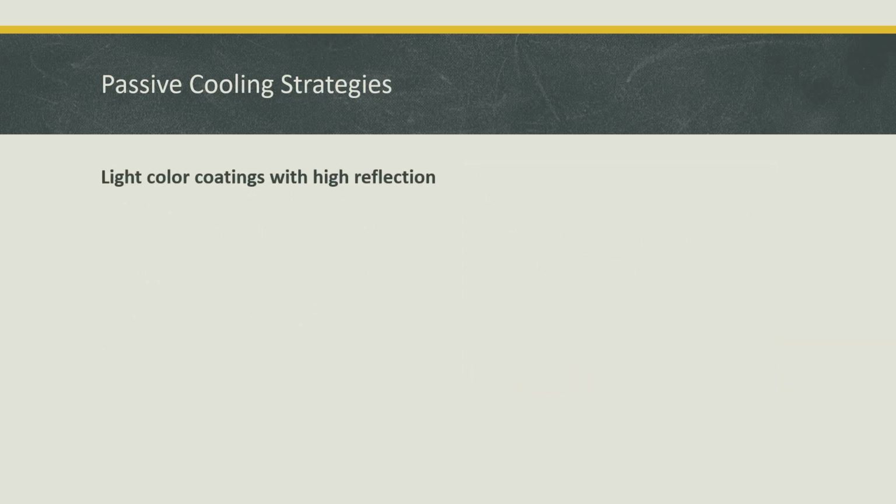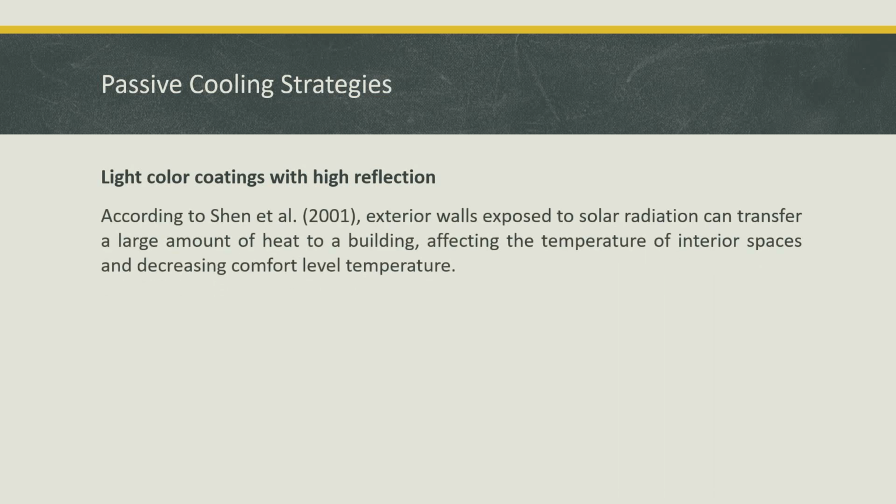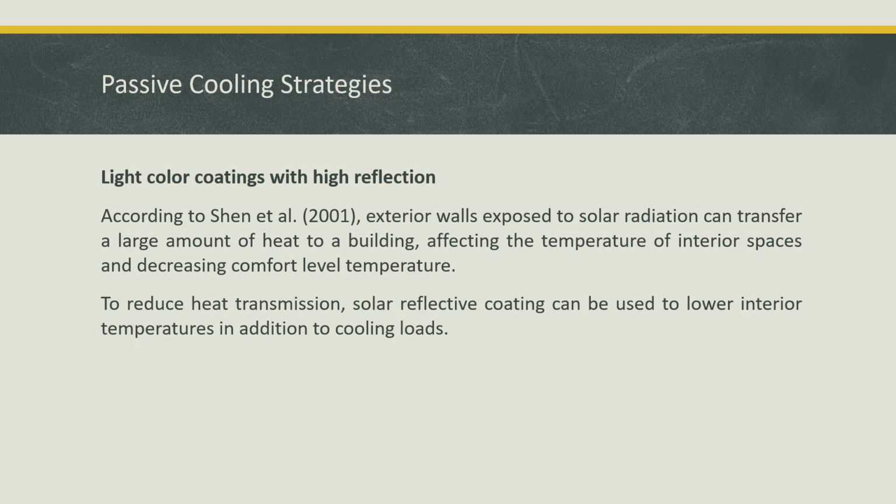Light color coatings with high reflection. According to Shen et al., 2001, exterior walls exposed to solar radiation can transfer a large amount of heat to a building, affecting the temperature of interior spaces and decreasing comfort level temperature. To reduce heat transmission, solar reflective coating can be used to lower interior temperatures in addition to cooling loads.